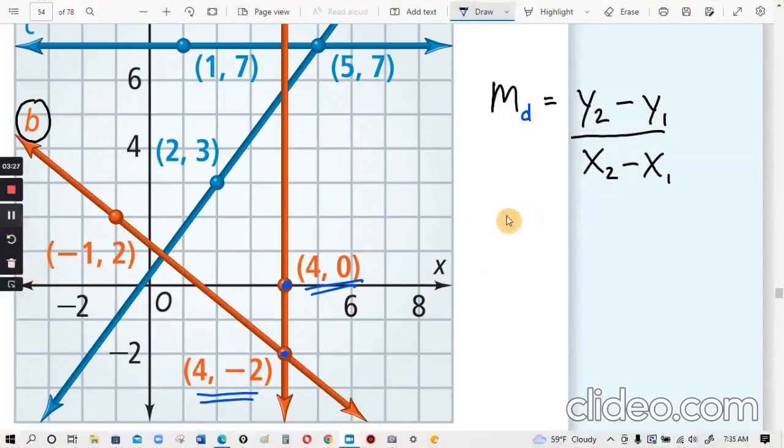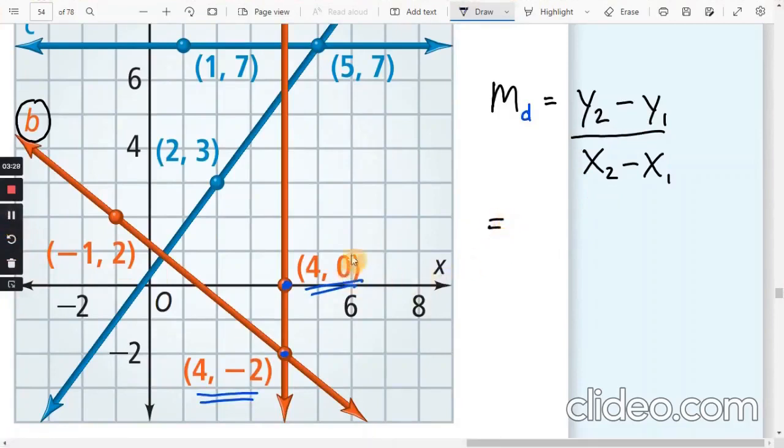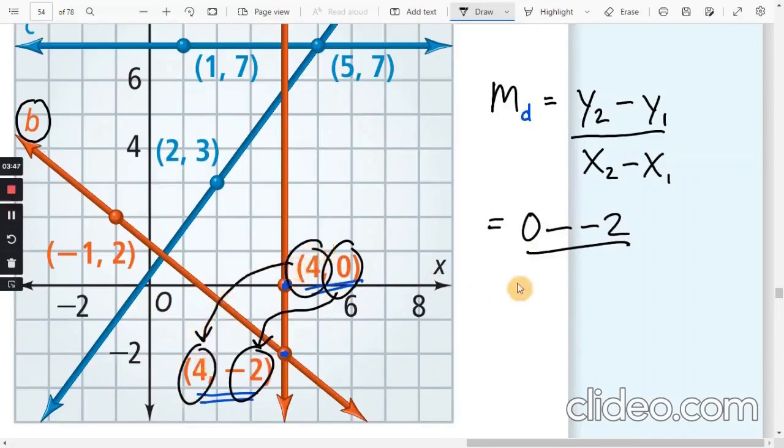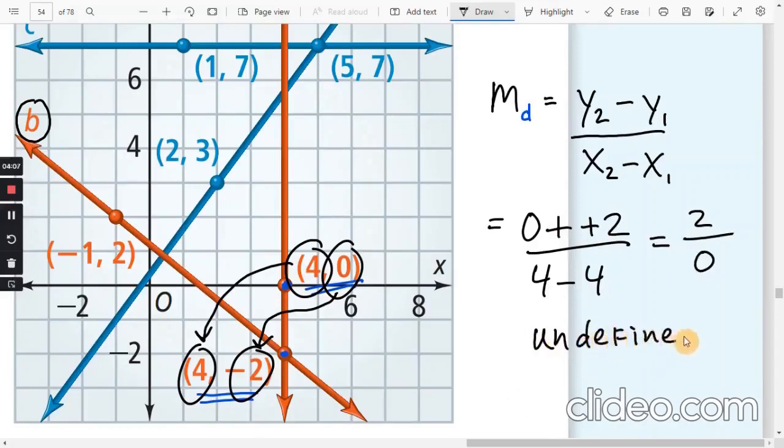All right, so change in y in the numerator. Okay, so the y is the second number. I'm going to do 0 minus -2, and then x is change in x. X is the first number. I'm going to do 4 minus 4. Okay, the two negatives make it positive, and 0 plus 2 is 2. 4 minus 4 is 0. Can you divide by 0? No. So this is considered undefined.